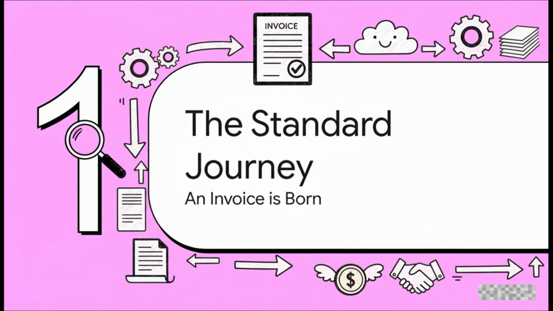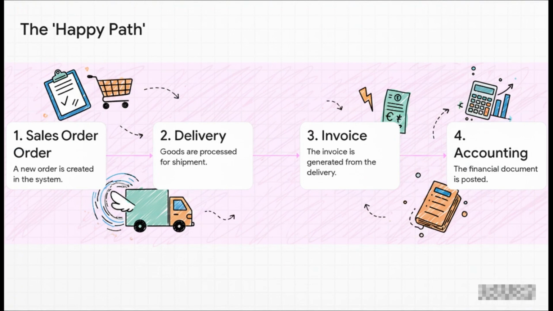You can call it the happy path, where everything just works. No errors, no complications. This is how an invoice is born in a perfect world. And when you look at it, the process is just so logical. It all kicks off with a sales order. Then, once the goods are picked, packed, and shipped, an outbound delivery document is created. That delivery is the trigger for the invoice. And finally, all the financial details from that invoice get posted into accounting. It's a clean 4-step flow from order to ledger.